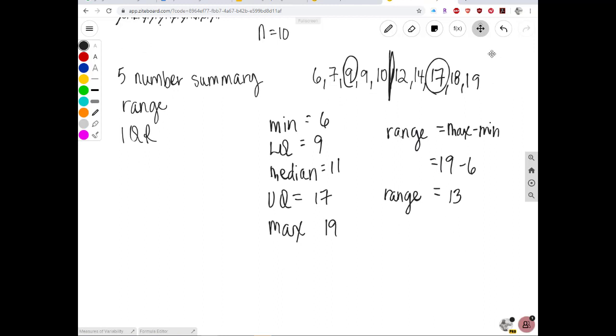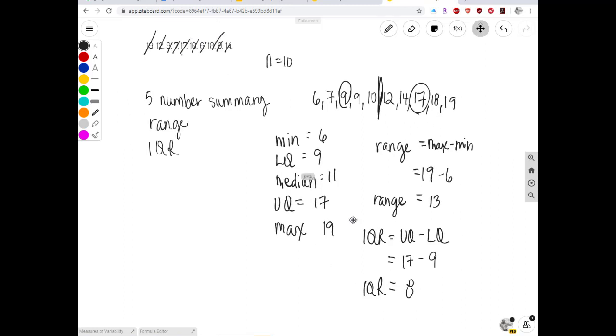Okay. The next question is, what is the IQR? The IQR is the upper quartile minus the lower quartile. My upper quartile is 17 and my lower quartile is 9, so that means that my IQR is 8. So there it is. Now this was when I had 10 numbers to go on. Let's see what would happen if I would have had 11 numbers.